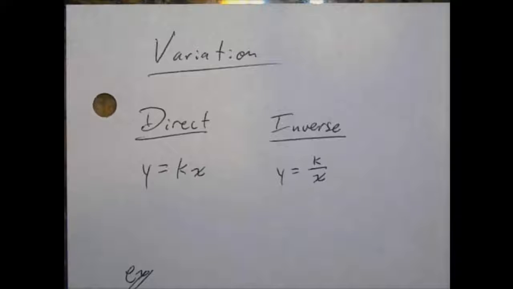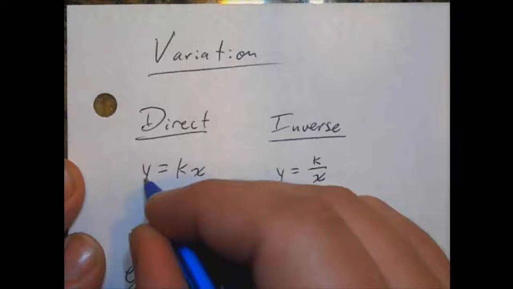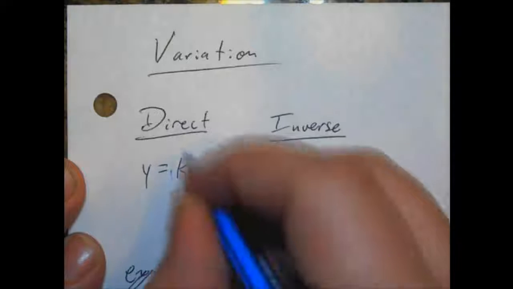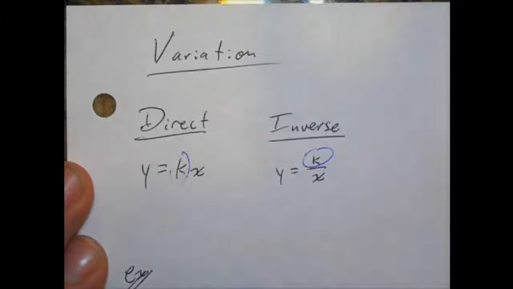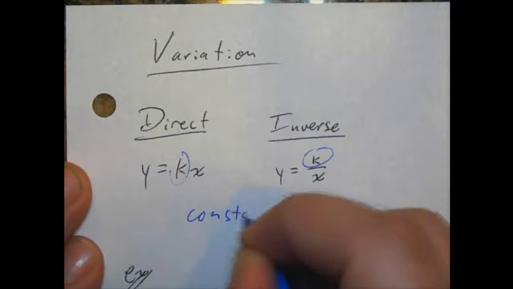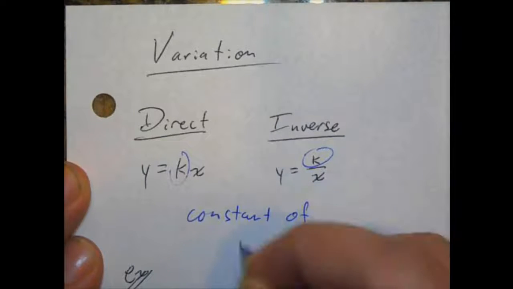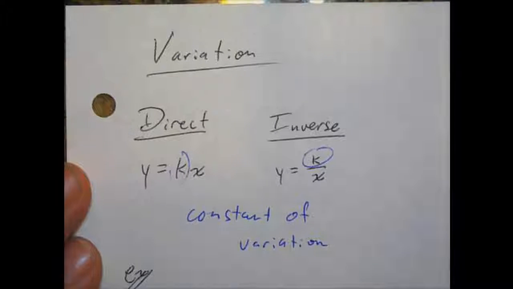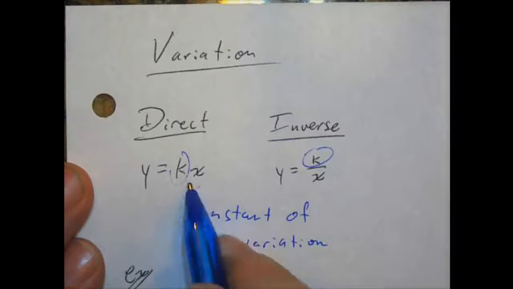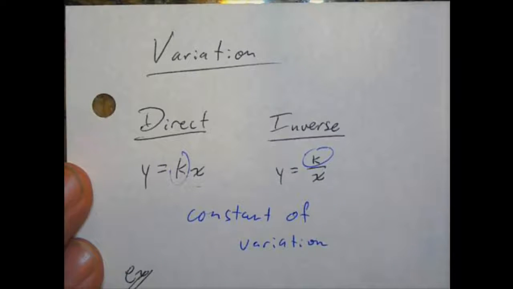All right. So with direct variation, notice we have y equals kx. K in both situations is called a constant of variation. So direct is multiplication with the constant. Inverse is when we are dividing by the constant.